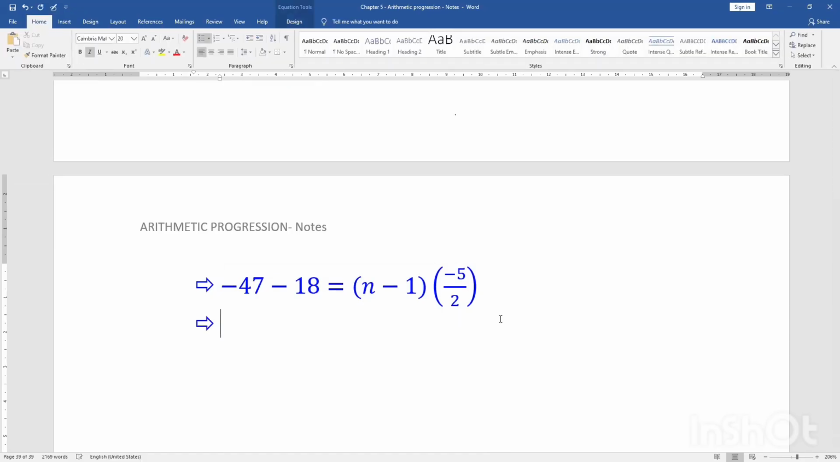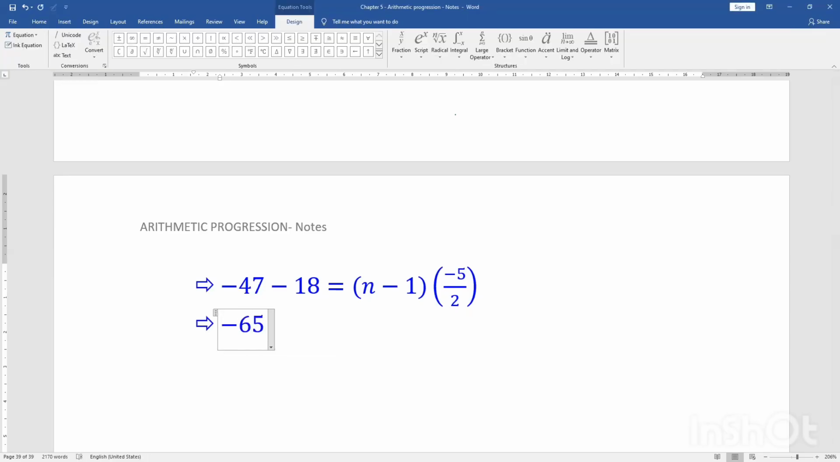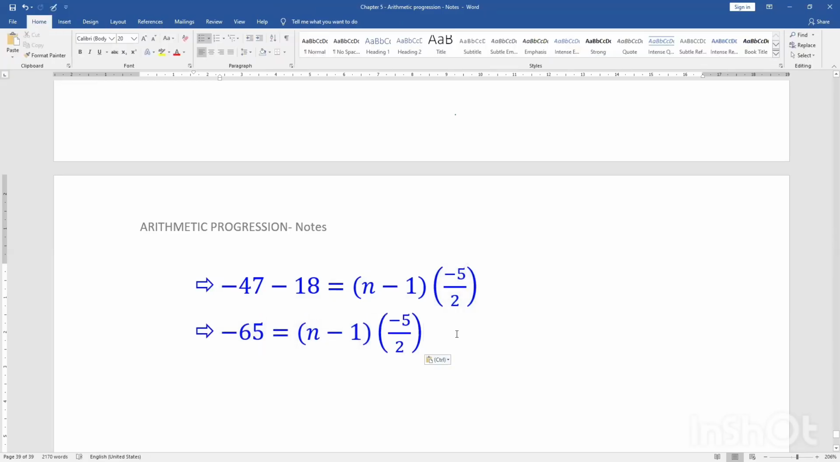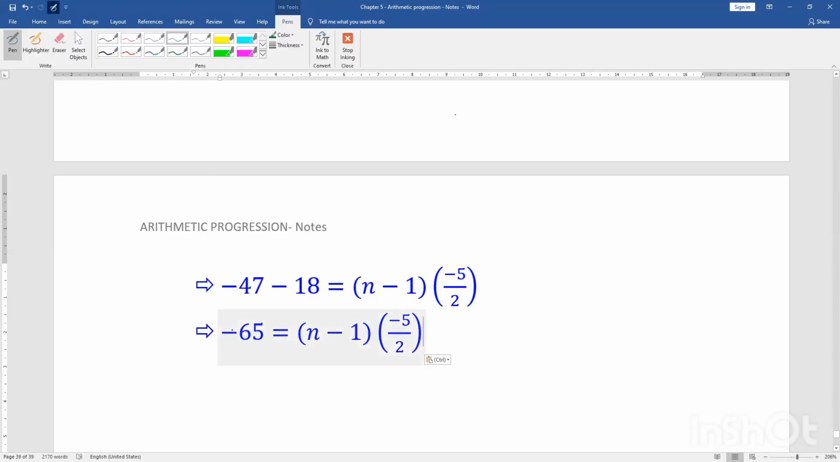And then minus 14 minus 18. So how much is it? You get minus 65. So minus 65 equals n minus 1 into minus 5 by 2. Now here comes a cancellation. How do you have to cancel? Look at it carefully. First you can cancel off this minus and minus sign. And the next one, I can cancel this: 5 ones are 5, 13s are 65. You do the cancellation like this.